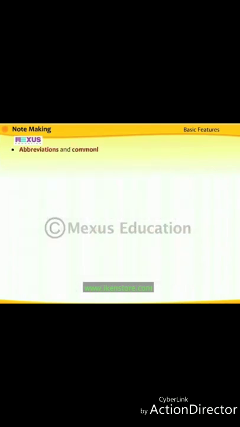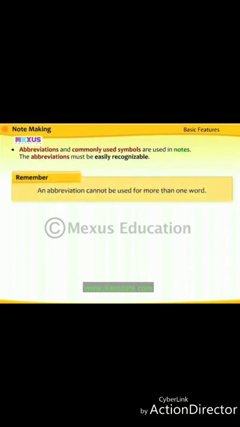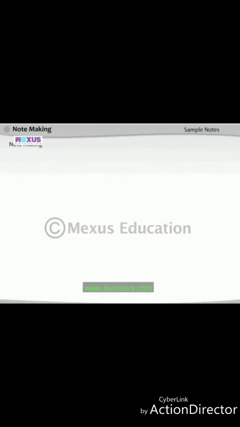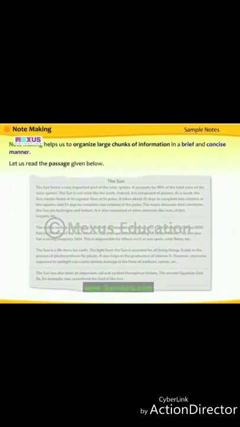Abbreviations and commonly used symbols are used in notes. The abbreviations must be easily recognizable. Remember that an abbreviation cannot be used for more than one word. By following the guidelines listed above, we can make effective notes. Note making helps us to organize large chunks of information in a brief and concise manner. Let us read the passage given below.